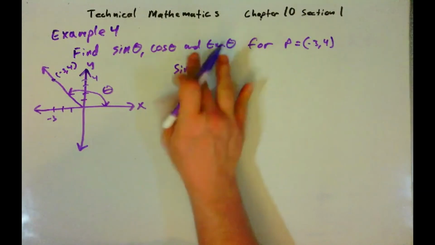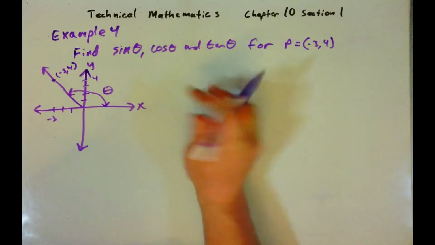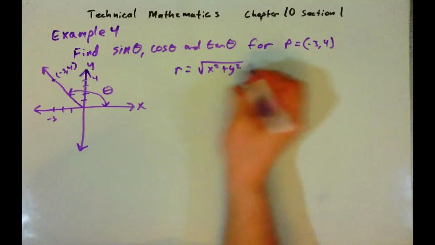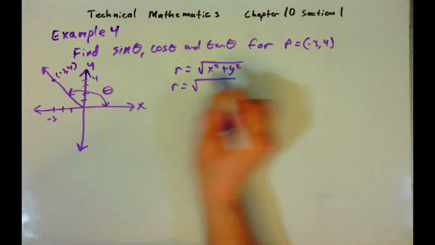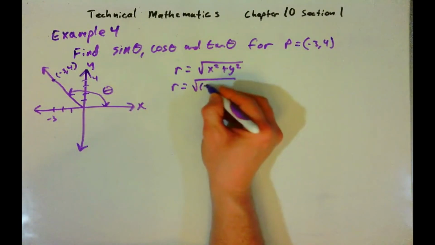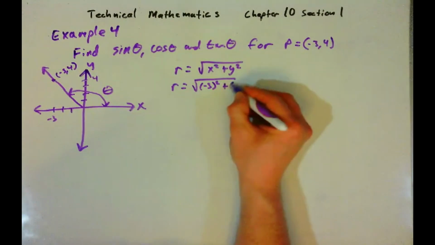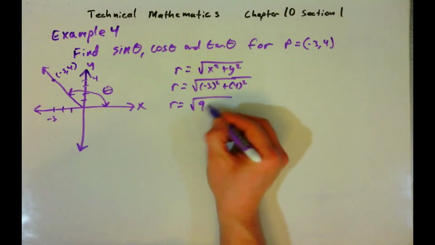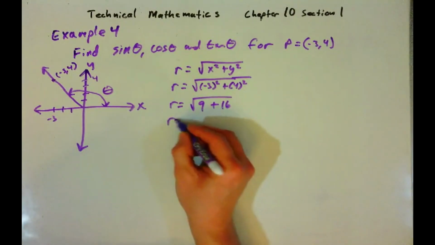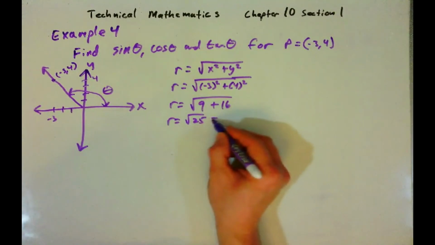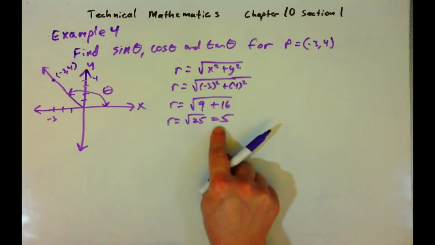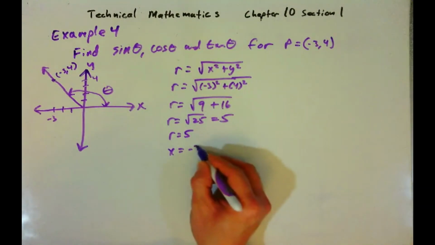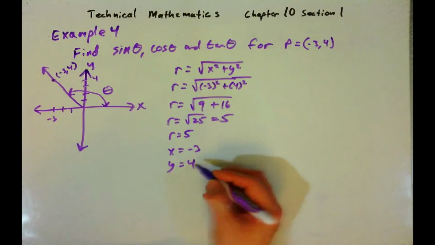And so the sine, before I do that, let's find the hypotenuse first. The hypotenuse will be the square root of x squared plus y squared. The hypotenuse will be the square root of -3 squared in parentheses plus 4 squared. So r is equal to the square root of +9 plus 16, which is the square root of 25, which is 5. So the value of r is 5. So r is 5, x is -3, and y is 4.